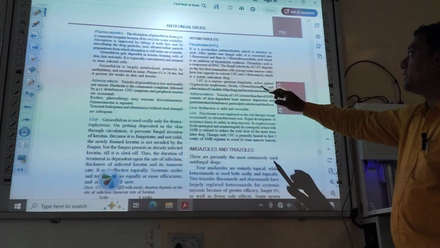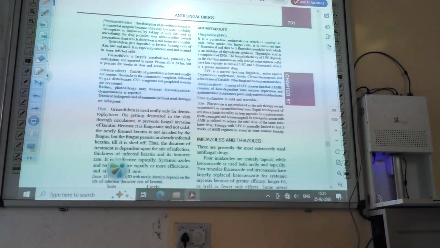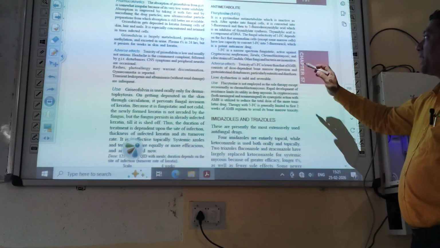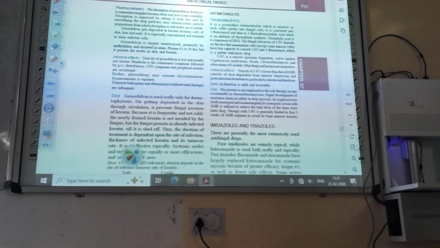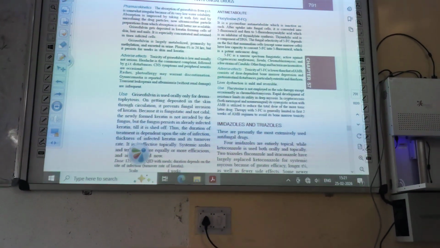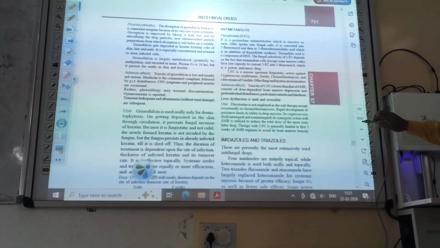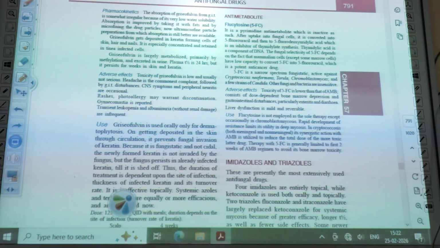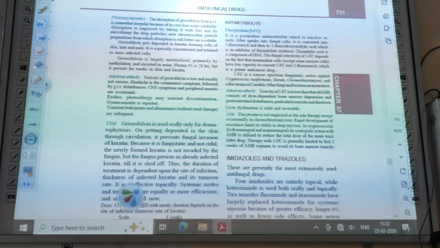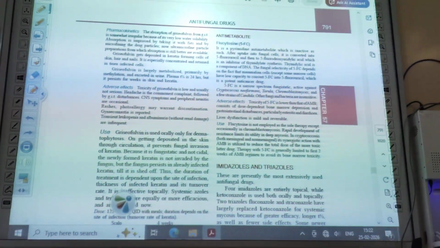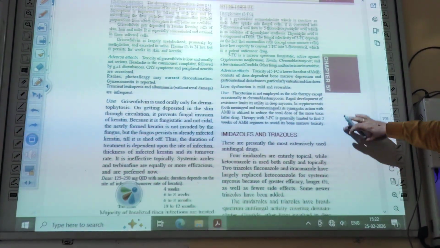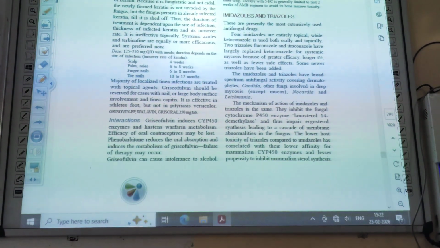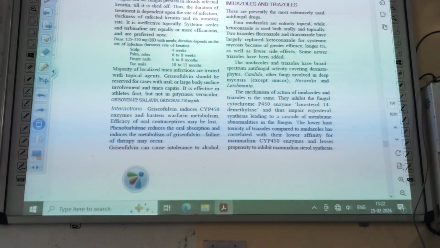5FC, that is flucytosine, is a narrow spectrum antifungal, or fungistatic, active against Cryptococcus neoformans and chromoblastomyces. These are the fungal infections it is active against. Flucytosine is not employed as a sole therapy except occasionally in chromoblastomycosis. Okay, then imidazole. You have to write only the classification, and about the classified drugs you write briefly.